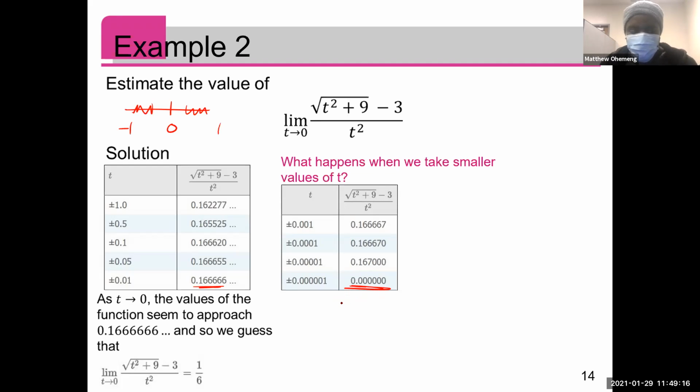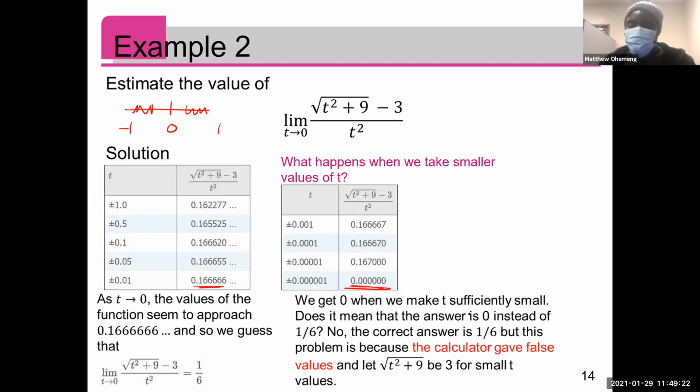I'll be getting 0, right? So does that mean that the limit is 0? Well, it's false. The limit is not 0. The limit is actually the 1/6 which you got, right?